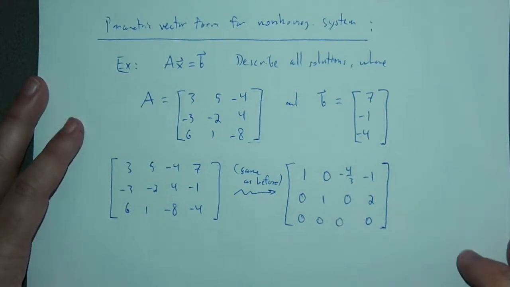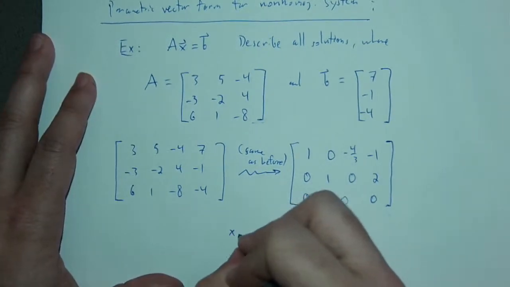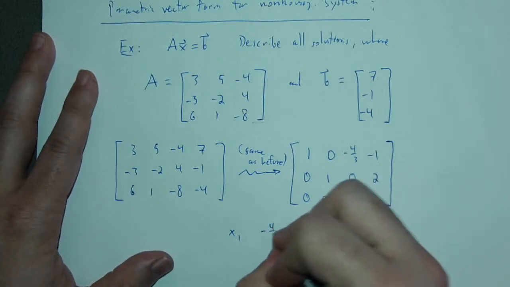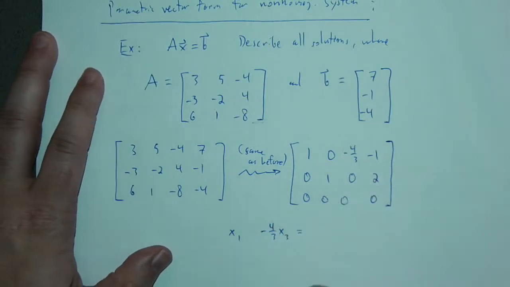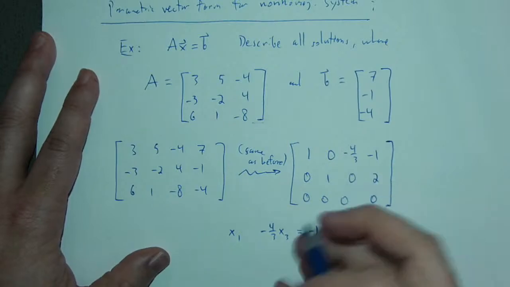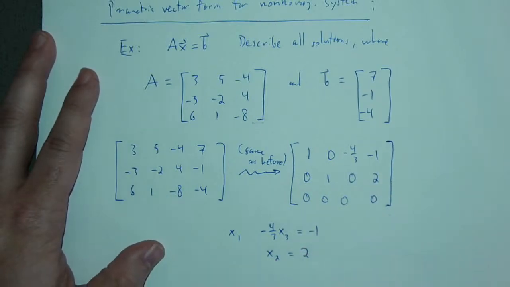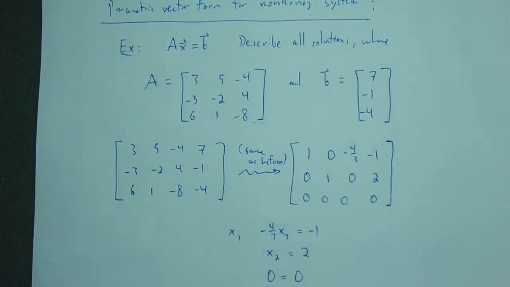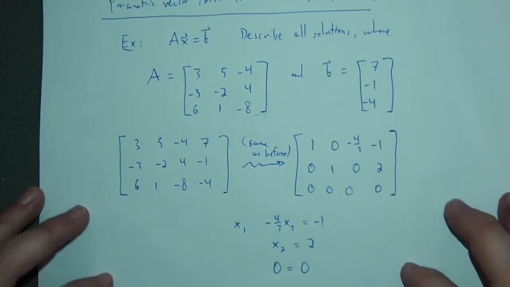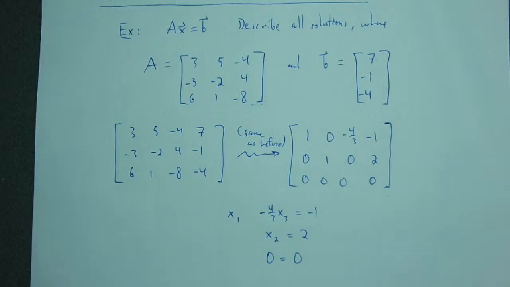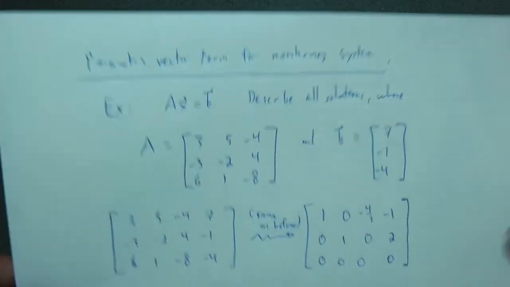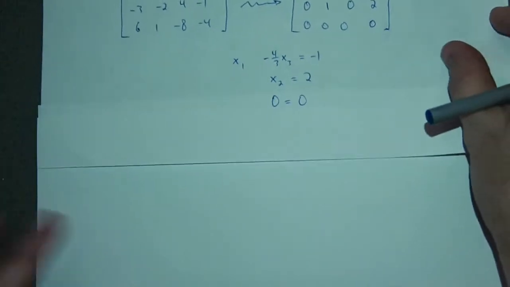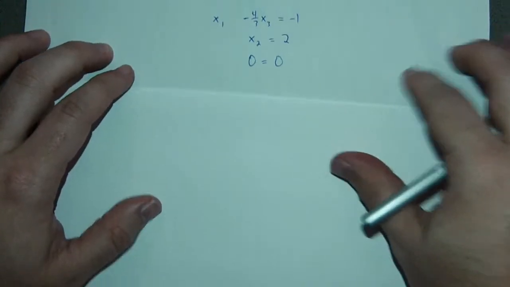Which leads to x sub 1 minus 4/3 x sub 3 is equal to minus 1. x sub 2 is equal to 2. And 0 is equal to 0. Again, which tells me nothing. So now what do I know? Well, keeping this up here so you can see it. So this is what I got ultimately from all of my work.